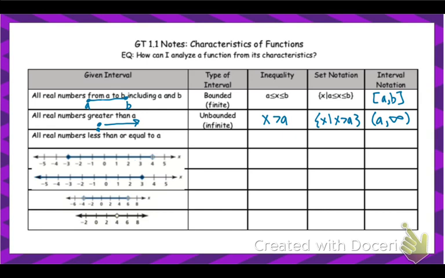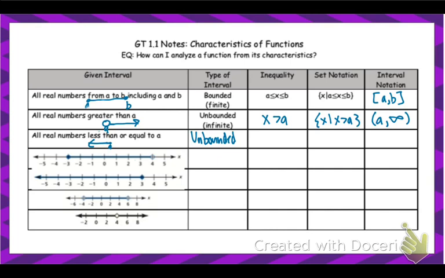All right, our next one, all real numbers less than or equal to a. So here's a, and it's all numbers less than or equal to it. I should have done a closed circle on that picture, to make that a little bit more clear. There we go. So this is an unbounded interval because, again, it keeps going to infinity on one side. There's an arrow, basically.